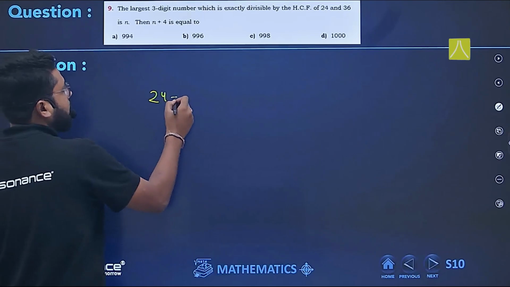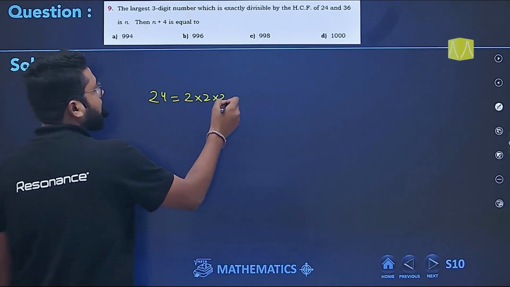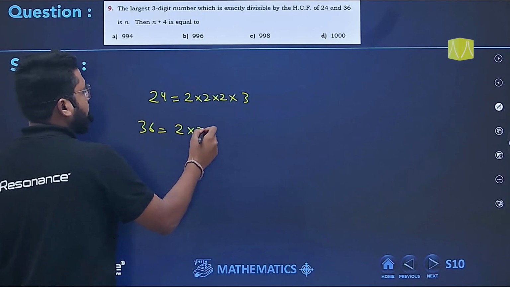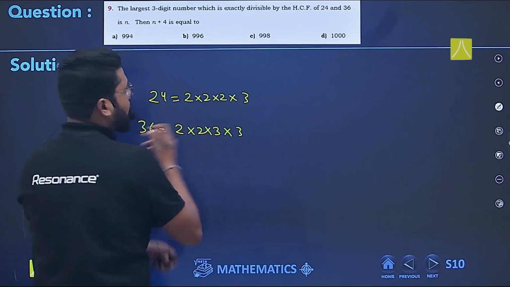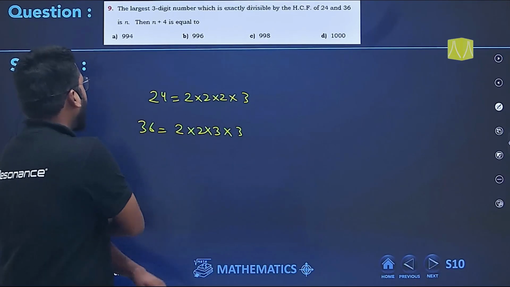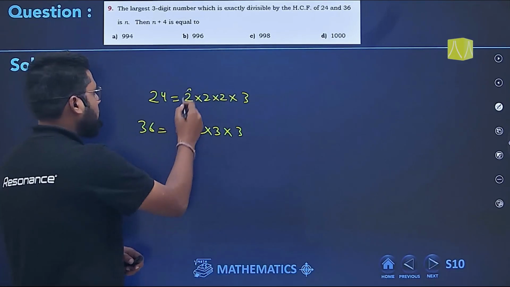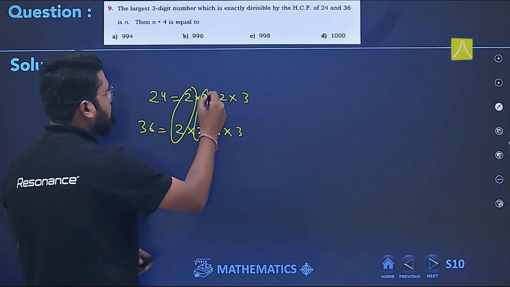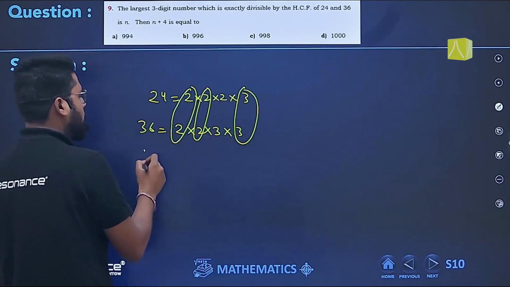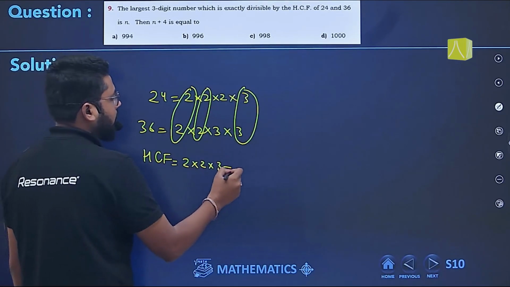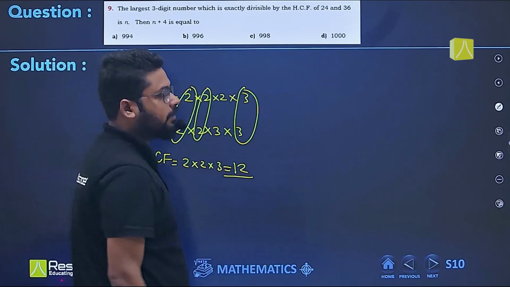So first we'll find the HCF of 24 and 36. 24 can be written as 2 into 2 into 2 into 3. 36 can be written as 2 into 2 into 3 into 3. If you take the common values here, 2, 2 and 3, so HCF will be 2 into 2 into 3. This means 12 is the HCF.